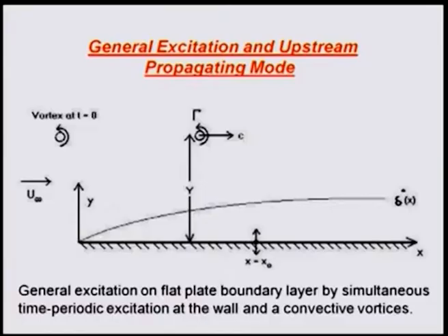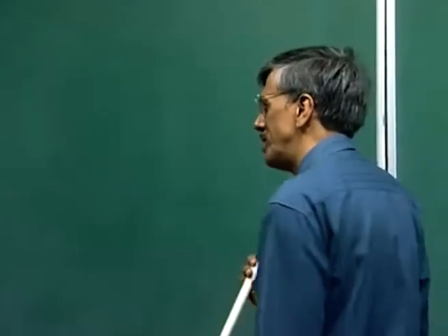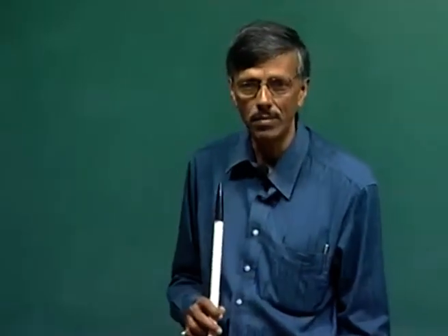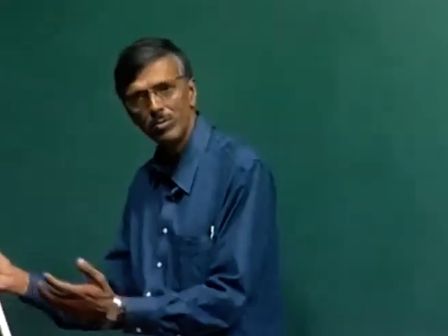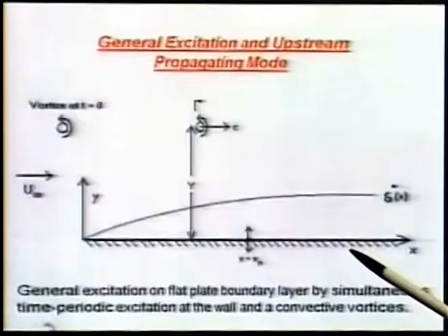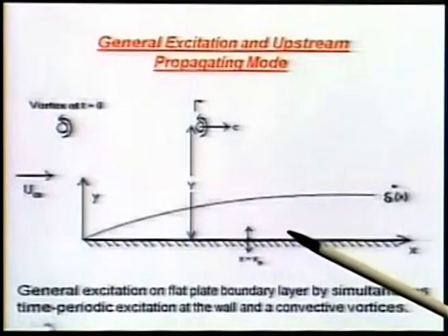Recall that in spatial stability theory, what we had done is we imposed a time scale, and then we saw how the disturbance grows in space. That was the whole idea. So, in this case also, we are imposing a time scale here through this wall vibrator. That is one thing that we can see.